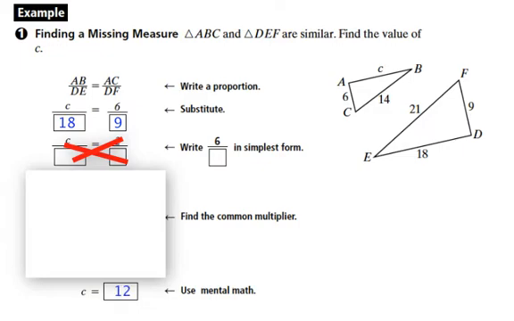I know solving them mentally is sometimes difficult for students, so we're also going to work this problem out using the cross product method. We write C over 18 equals 6 over 9. We cross multiply, so we have 9 times C and 18 times 6. 9 times C is 9C, and 18 times 6 is 108. Now we divide both sides by 9. 9C divided by 9 is C, and 108 divided by 9 is 12. So C equals 12.